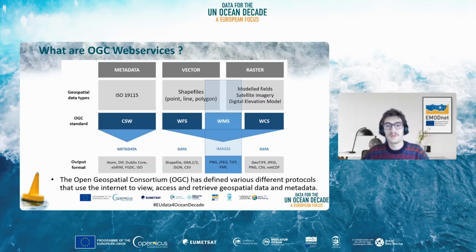While the web mapping services are used to access visualizations of datasets, which is slightly different. So using web mapping services, you cannot access primary data, but just an image or visual representation of a dataset. Finally, you can use catalog services for the web, which are the CSW, to access the metadata available for any of the EMODnet datasets.